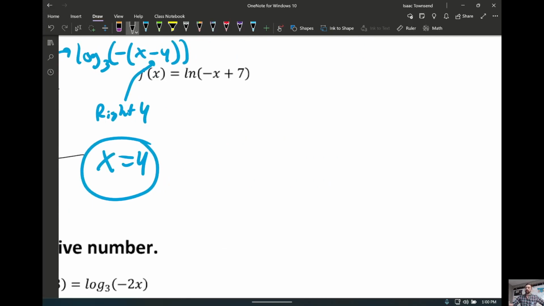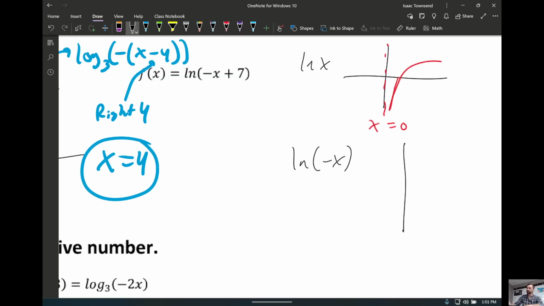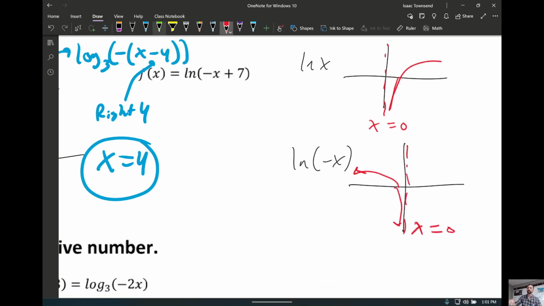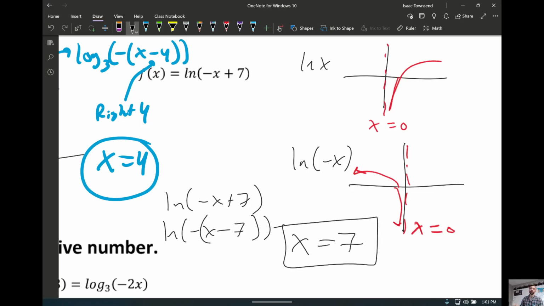So to say the same thing again, if this was just natural log of x, I know what the graph looks like. Vertical asymptote, x equals 0. If I reflect it over the y-axis, the graph looks completely different, but it's still going to have a vertical asymptote at x equals 0. But if you reflect over the y-axis and add 7 to x, it's really like you've got a negative x minus 7. So it's really going right 7, which would move your vertical asymptote right 7 too, to x equals 7.